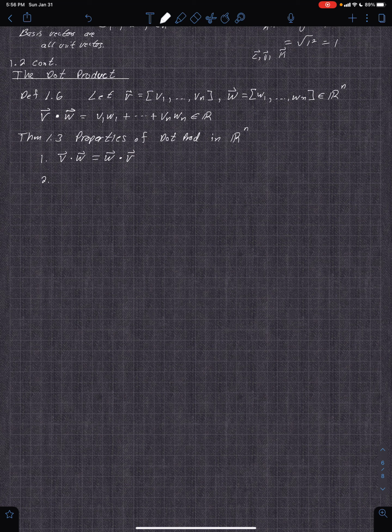2 is the distributive property. U dot (V plus W). I forgot U is there too. So V, W, and I should have had U up here. U is also in Rn, same definition. U dot (V plus W) is equal to U dot V plus U dot W.